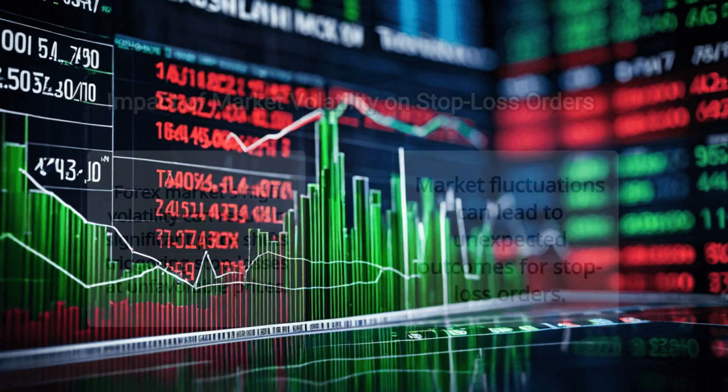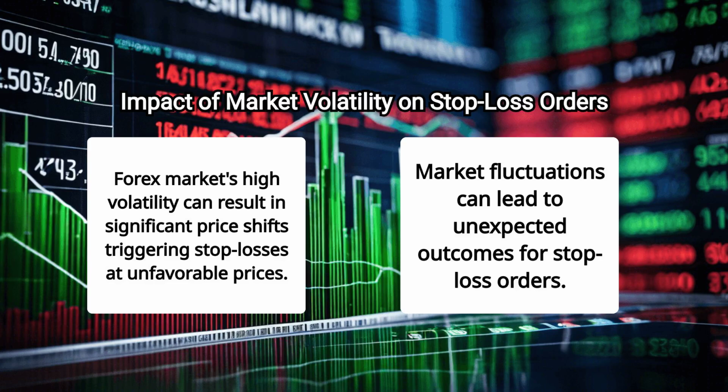Market volatility affects stop-loss orders a lot. The Forex market can be very volatile, which may trigger stops at prices much worse than expected because of major price shifts or market gaps. For example, the GBP/USD varying by 110 to 140 pips in 2006 shows how much the market can move.